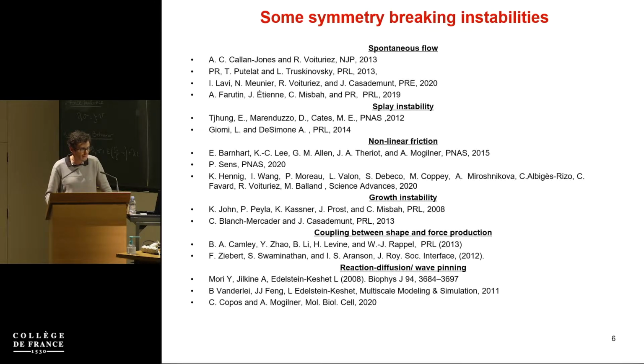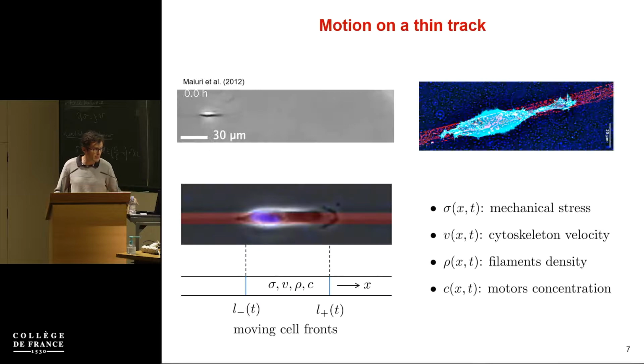What I want to show here is an effect which is robust because it also works in one dimension. So what I have in mind is the following experimental device where you consider cells moving on tracks. So you can design a fibronectin track, so you can functionalize the substrate with a track of fibronectin, and that would constrain the motion in one direction.